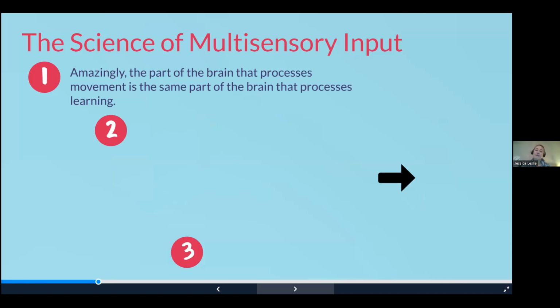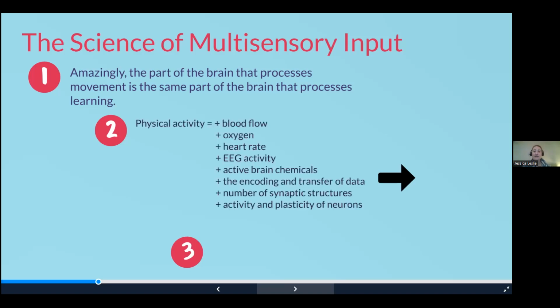The part of our brains that processes movement is in the same part of our brain that processes learning. They overlap. And so when you connect movement and learning, I like to say you get another brain wrinkle. You're creating another neural pathway that allows for retention and memory to be created, which is fascinating.